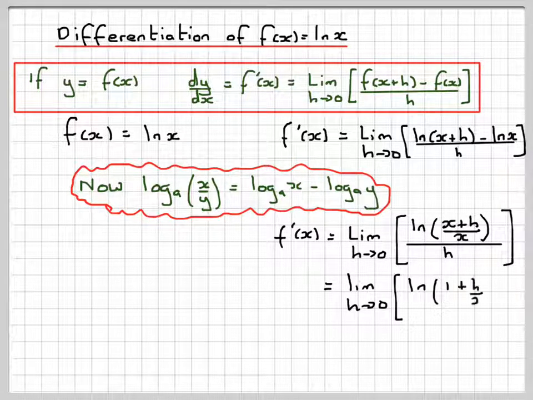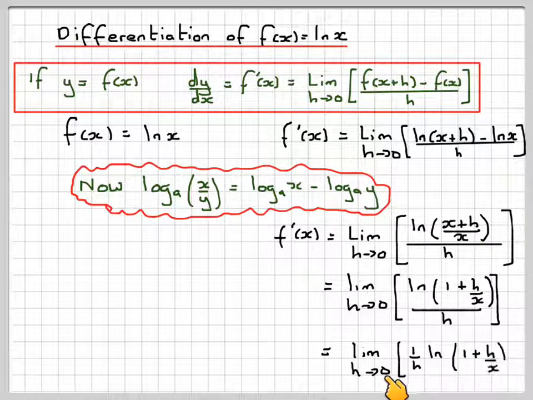Now this becomes ln of 1 plus h over x, over h, as h goes to 0, and it will become the limit of 1 over h ln of 1 plus h over x.